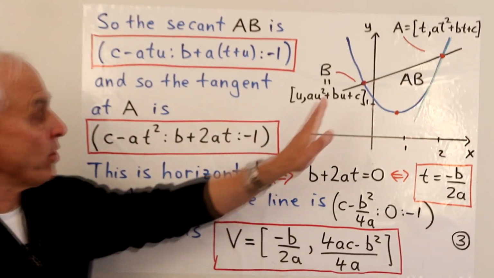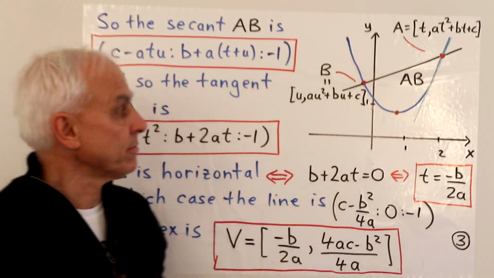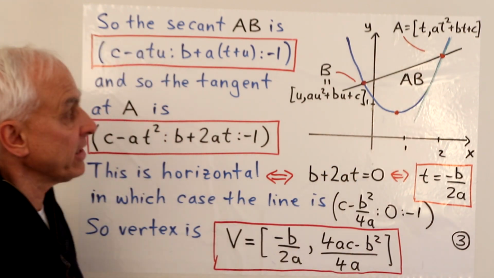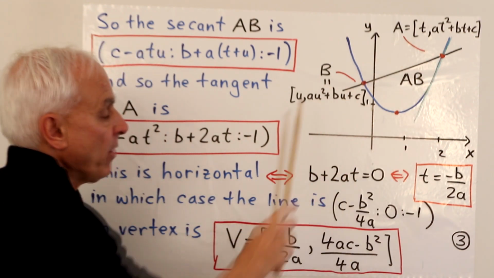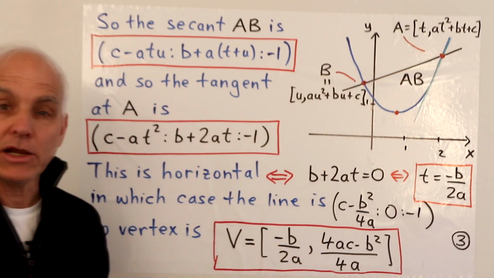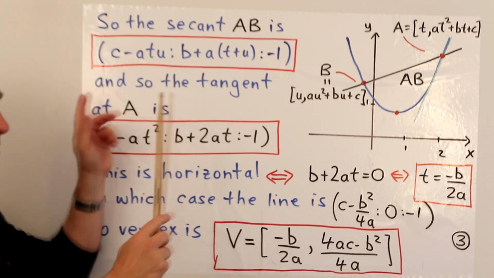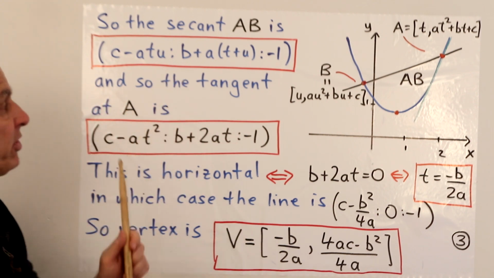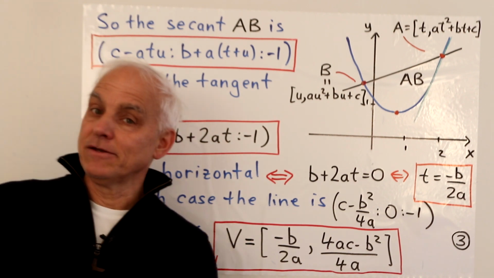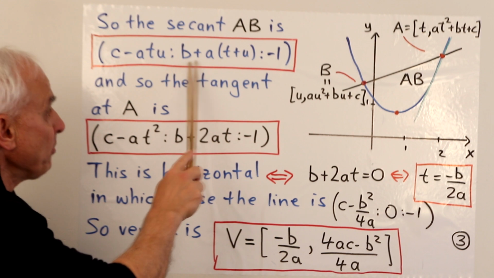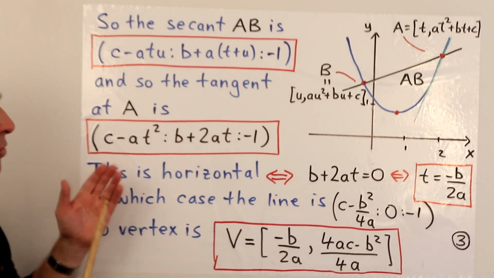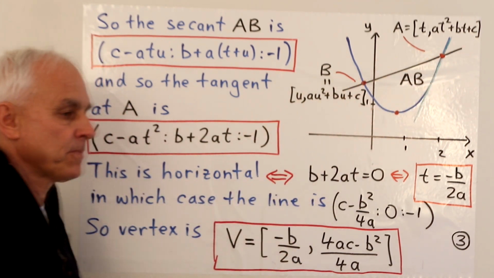Okay, so we had our 2 points A and B on our quadratic curve, A in affine coordinates given by that expression, B given by a corresponding expression with u. And now we've just calculated the equation of the line joining them. So after we cancel that common factor of t minus u in the previous expression, we get in projective coordinates c minus atu, b plus at plus au, minus 1. So that's the equation of the secant AB.